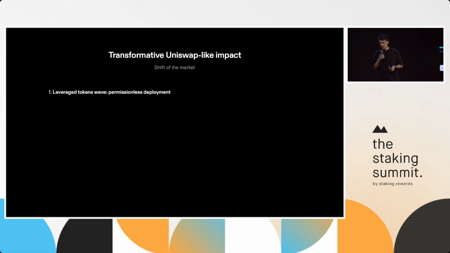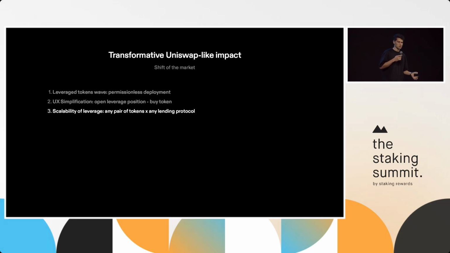We believe that our product will have a transformative impact. It will start a new wave of leverage tokens: leverage tokens for yield, first of all, for LSTs, LRTs, yield-bearing stablecoins, and obviously leverage tokens for trading. This approach will simplify the UX significantly because you will just need to go to the DEX, buy a token, and that's it. And it is incredibly scalable. As anybody can deploy it for any pair of assets, it provides the ability to deploy leverage for low cap LSTs, LRTs, smaller tokens, and so on.